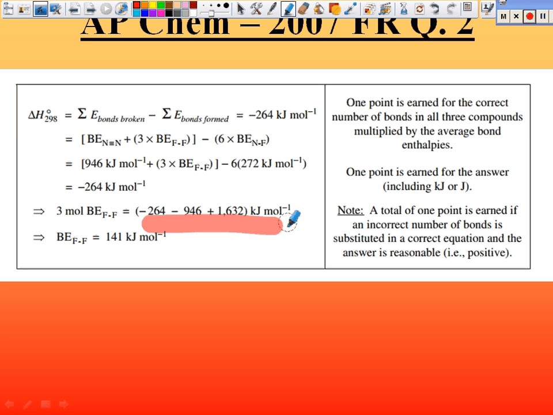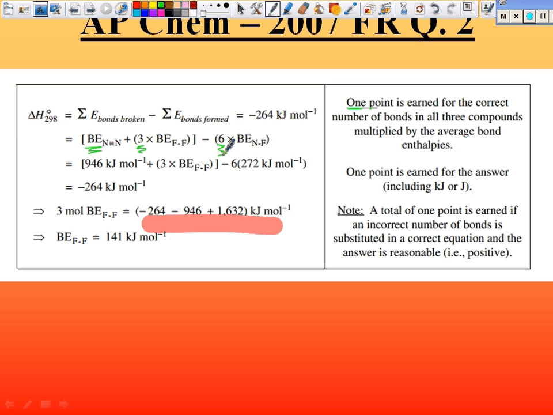So notice what you have. 1 point is earned for the correct number of bonds in all 3 compounds multiplied by the average bond energy. So you got 1 point for 1 nitrogen triple bond, and 3 FFs and 6 NFs. So you got 1 point just for getting the numbers right. And then you got 1 point earned for the correct answer. So a total of 1 point is earned if an incorrect number of bonds is substituted in an incorrect equation, and the answer is reasonable.